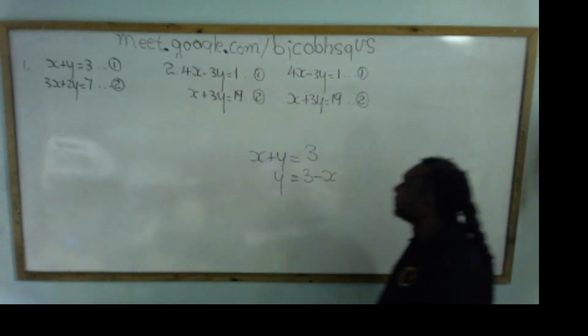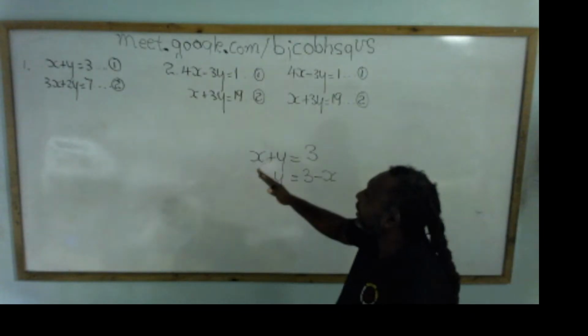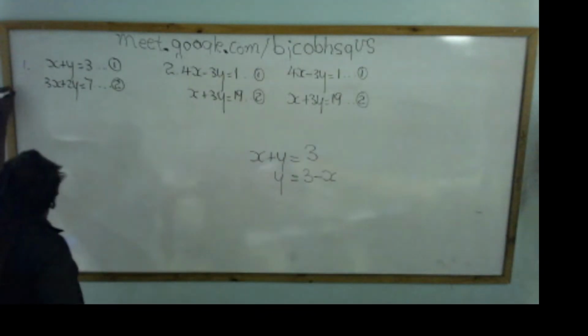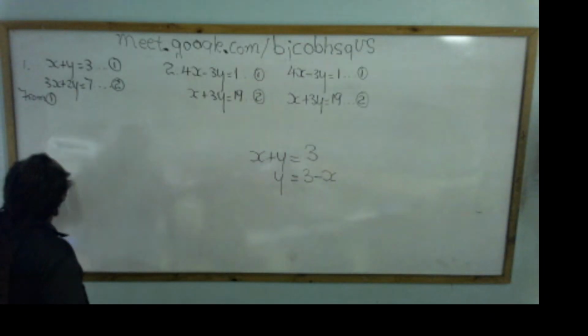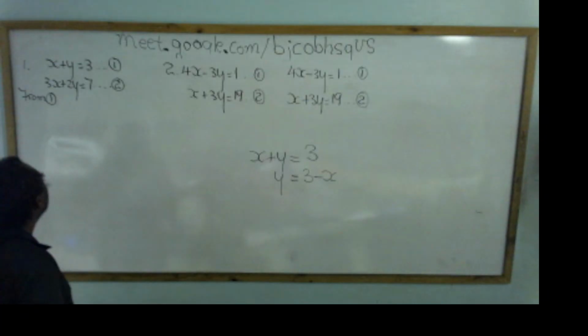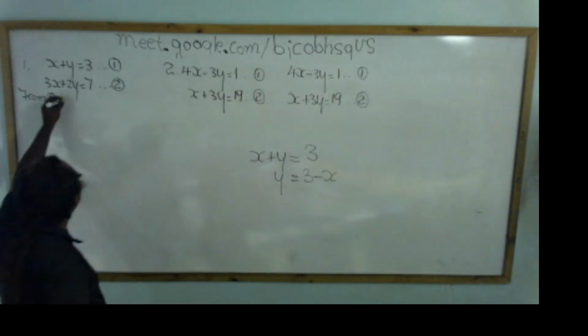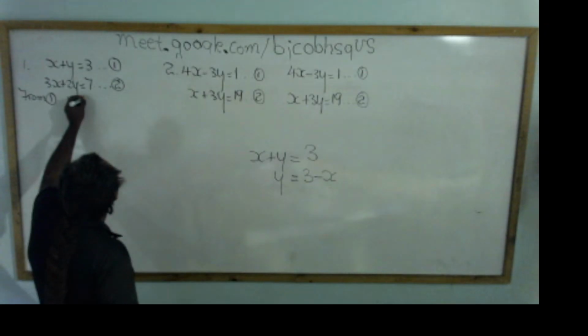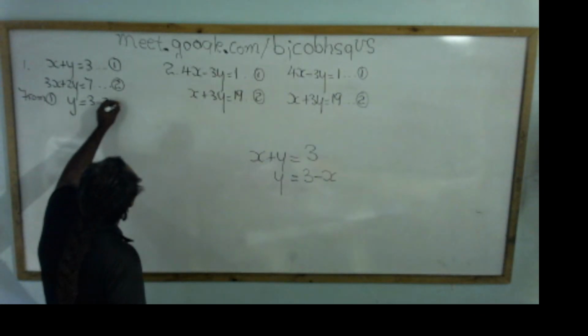Now, you are using one equation, which is equation 1. So we're going to say from equation 1, y is equal to 3 minus x. And that is going to be your equation 3.